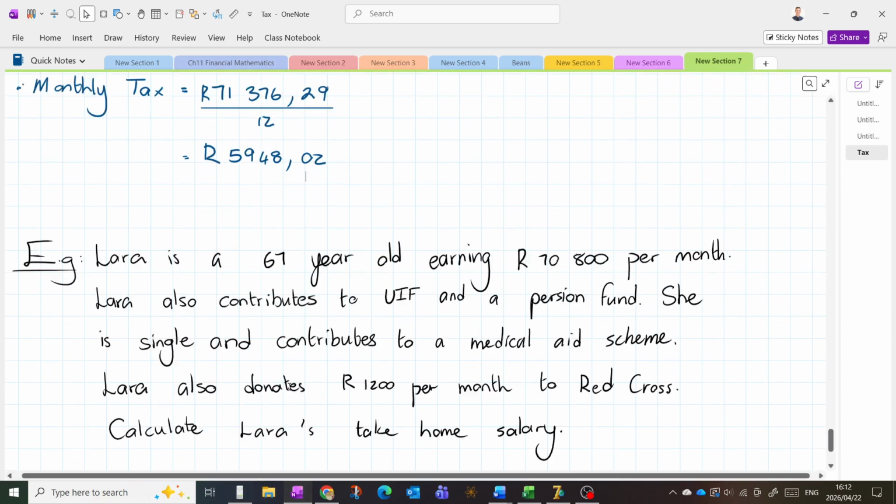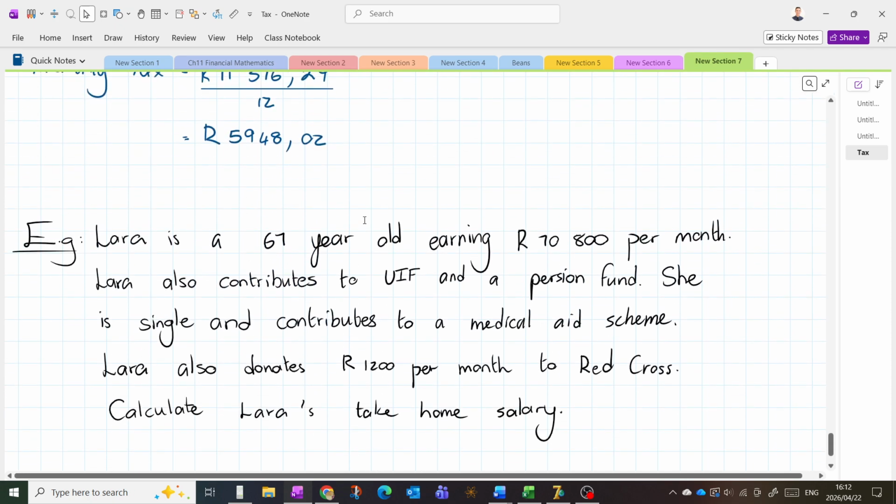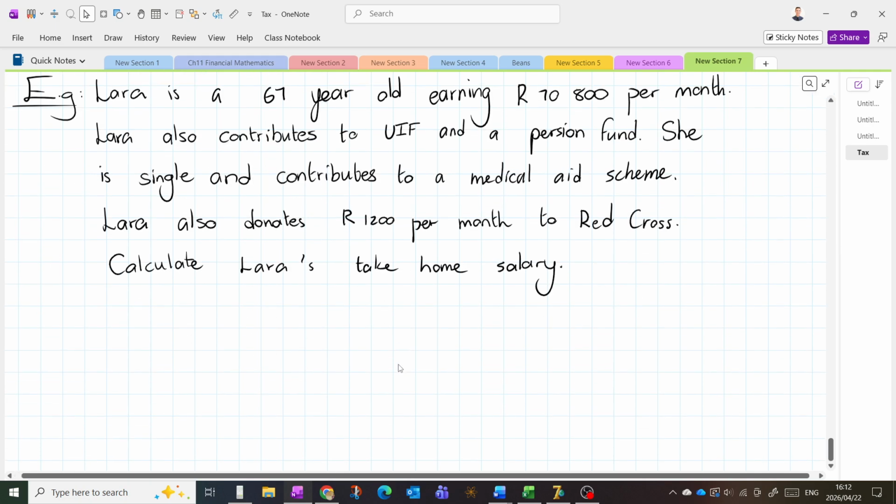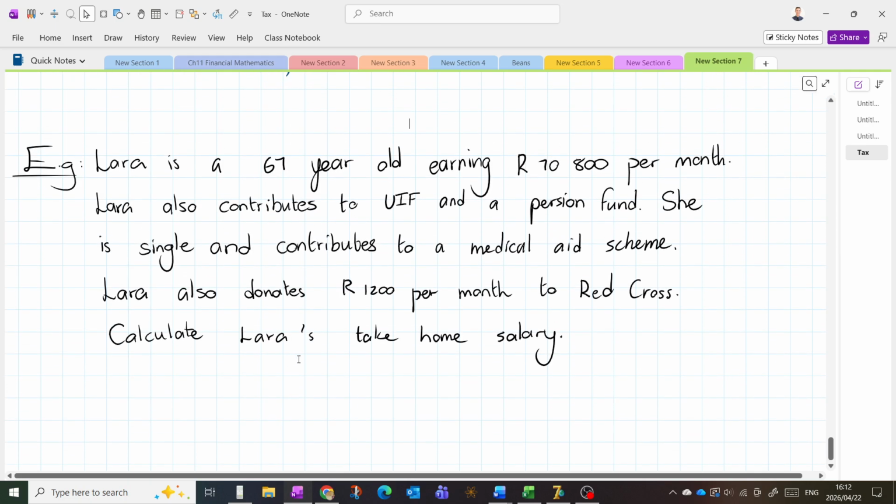You can have a look at this one. The only main thing, like I said here, is the charity is not taxable either, and they are over 65, so primary and secondary rebate. I would suggest you have a look at it, and we can look at it next time.